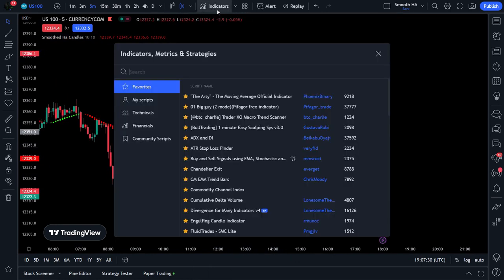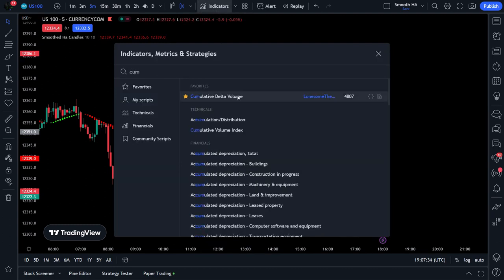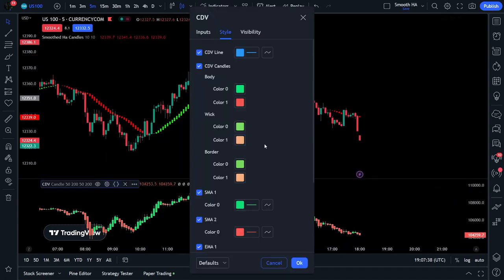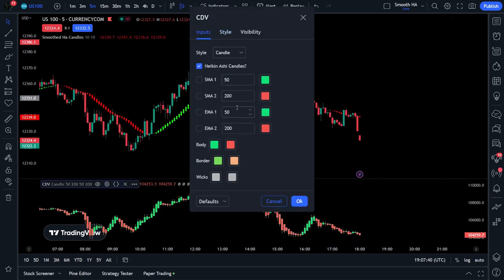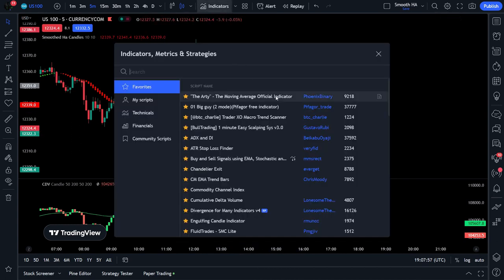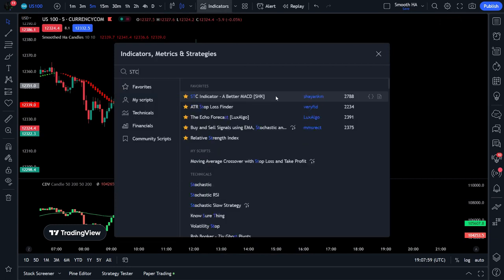Next, we want to add another indicator called Cumulative Delta Volume, created by Lonesome the Blue. We also want to adjust some things with this indicator. First, head into Settings and then click the Inputs tab. We need to uncheck the Heikin Ashi box, and also add the SMA 50 to our indicator, by checking this box here. You can also switch the colors of the SMA and the candles, but I personally keep it on default. Okay, now these 2 indicators are done, time for one more to help us with entry confirmation.